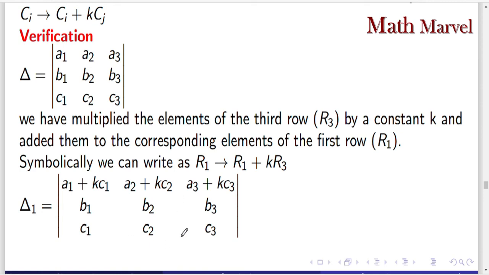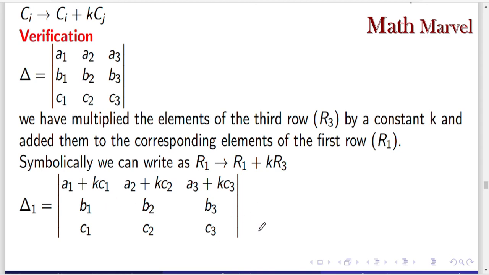So here we know that according to the property number 5, here element of first row is expressed as sum of two terms. Say yes or no. Here element of first row is expressed as a1 plus kc1. So here sum of two terms. Same way here a2 plus kc2 sum of two terms. A3 plus kc3 sum of two terms. Okay, so each and every element of first row is expressed as sum of two terms.